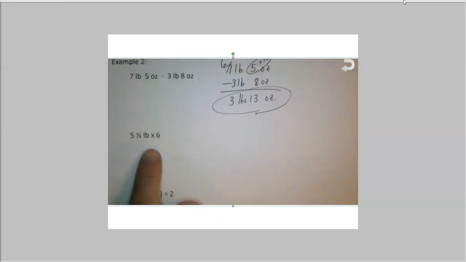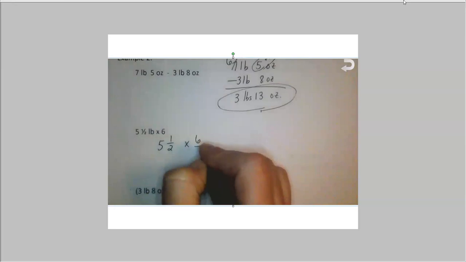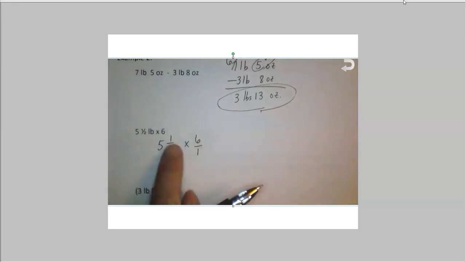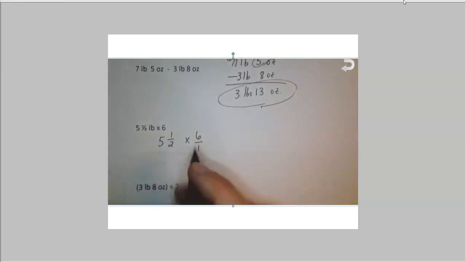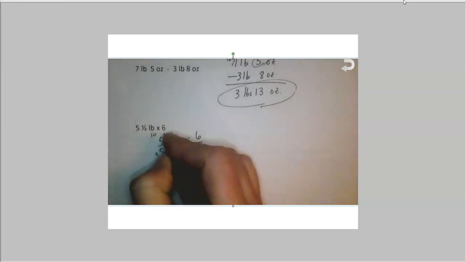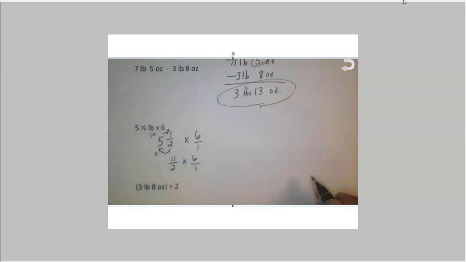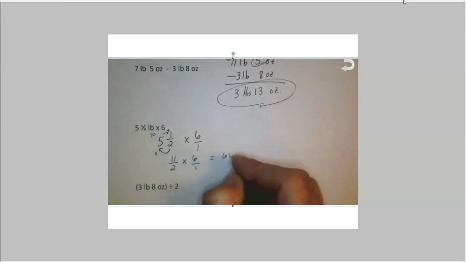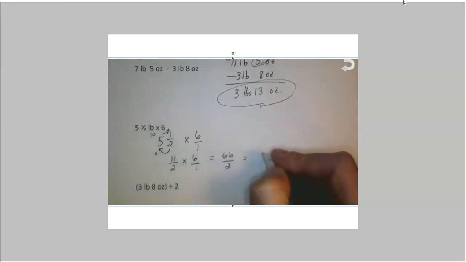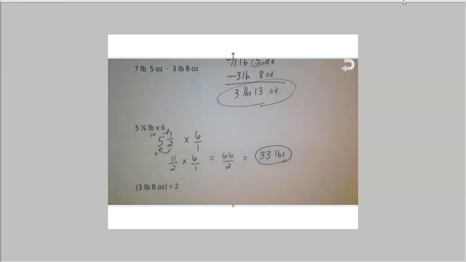Here's a multiplication with mixed numbers, 5 1/2 times 6. Once again, when we have mixed numbers, I need to turn this into an improper fraction. 5 times 2 is 10, plus 1, that's 11 halves, times 6 over 1. 66. And that will divide evenly. That's going to be 33. My label, 33 pounds.